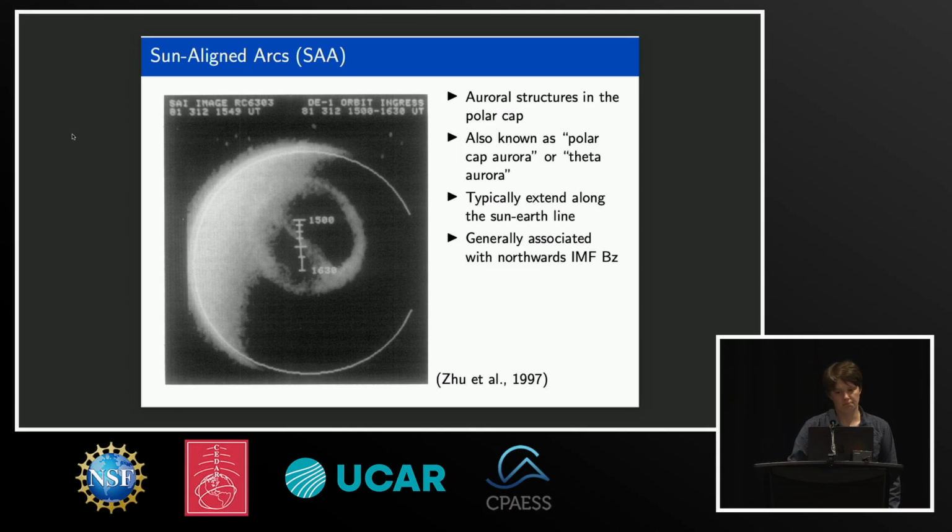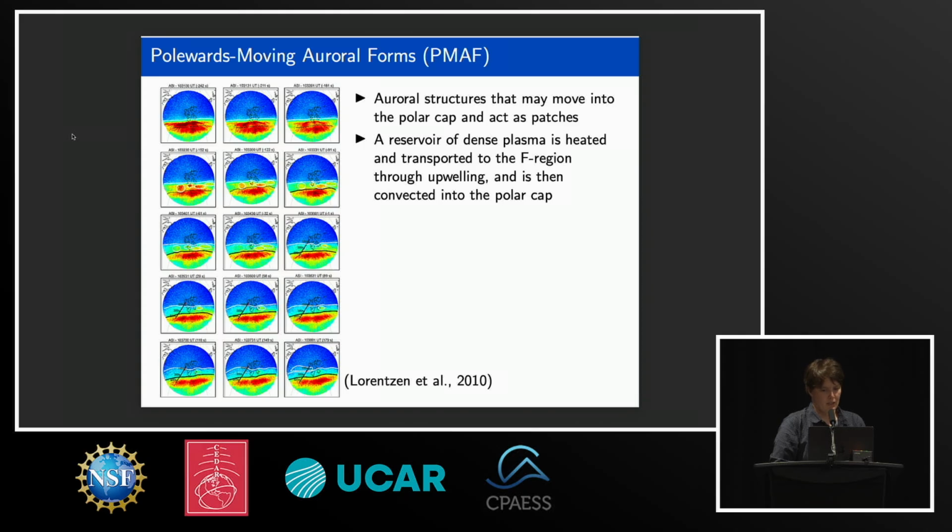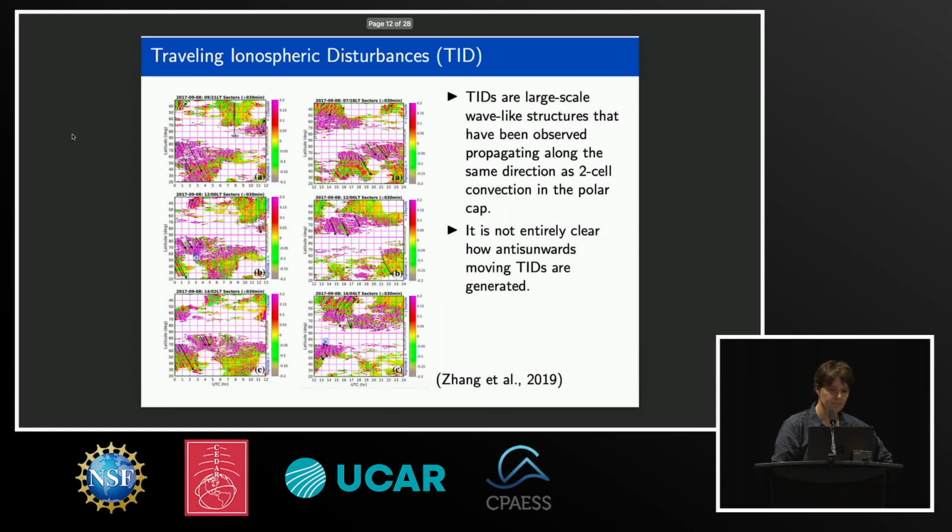Sun-aligned arcs are another density structure you see in the polar cap. Some kind of aurora that I believe happens on some unusual magnetic field topology where it's twisted so that you actually have something in the middle of the polar cap where you supposedly have open field lines. Poleward moving auroral forms are yet another candidate in the literature for something that could be patch-like that shows up in the same field of view.